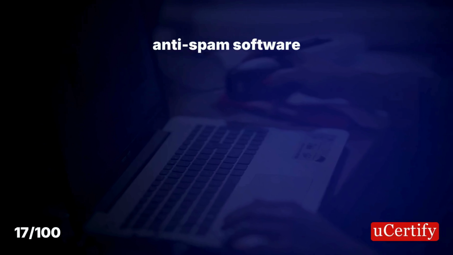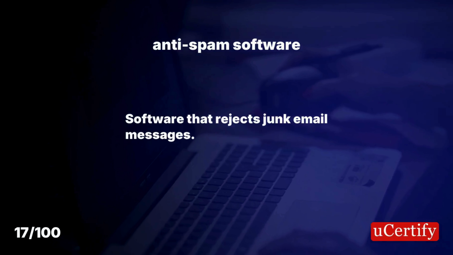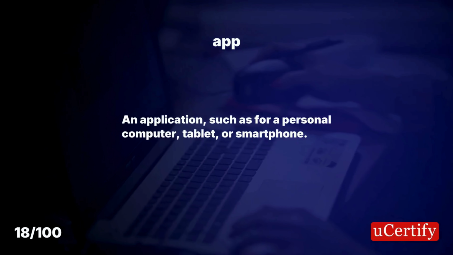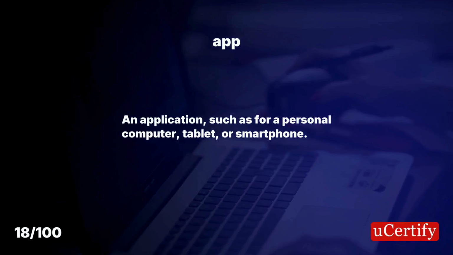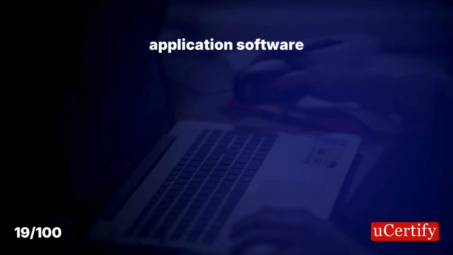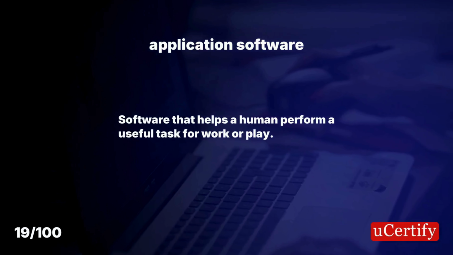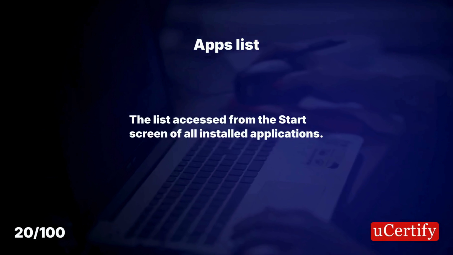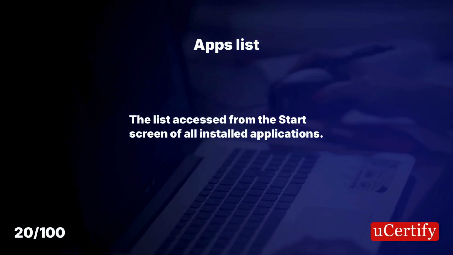Term: anti-spam software. Definition: software that rejects junk email messages. Term: app. Definition: an application such as for a personal computer, tablet, or smartphone. Term: application software. Definition: software that helps a human perform a useful task for work or play. Term: apps list. Definition: the list accessed from the start screen of all installed applications.